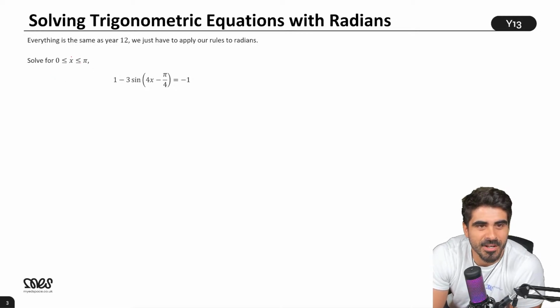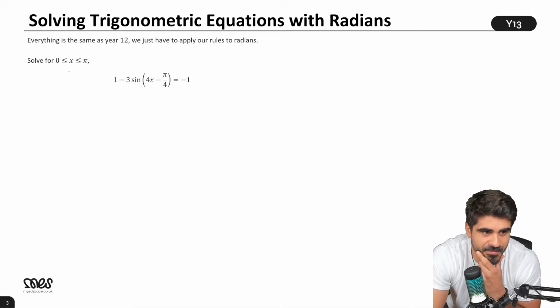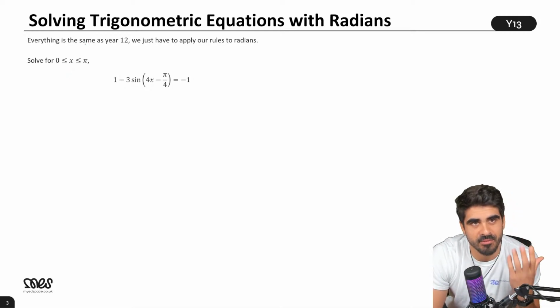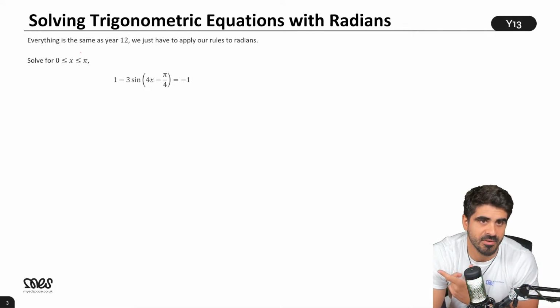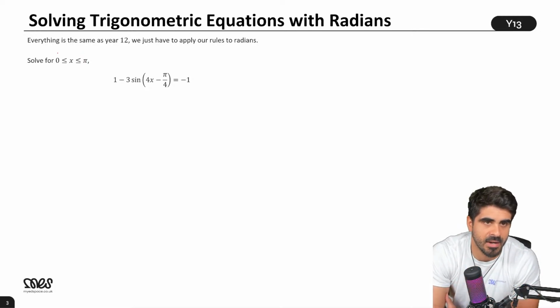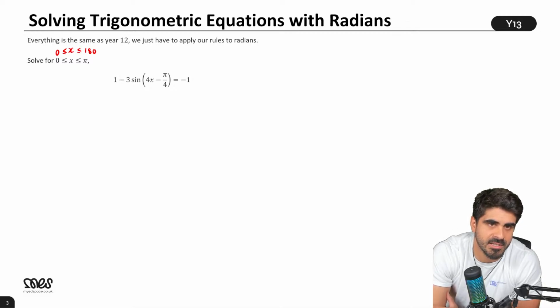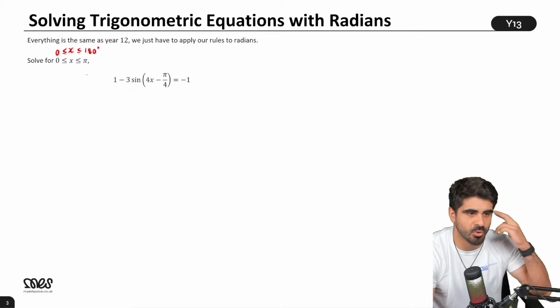So let's solve for x being between 0 and pi. Now, remember what I said last lesson. When you start solving in radians, you're going to be thinking in degrees first, and then you're going to be converting to radians. So 0 to pi, at the beginning, we're going to be thinking of it as between 0 and 180 degrees. Yeah, so this is what you're doing.